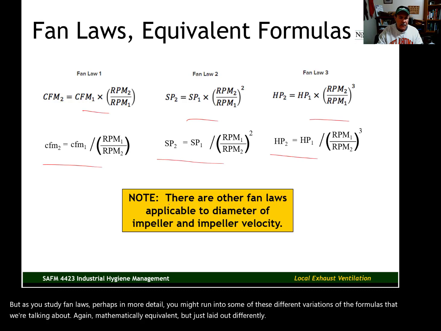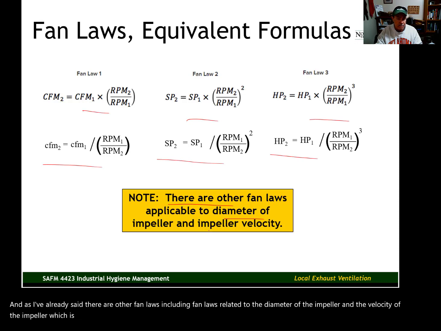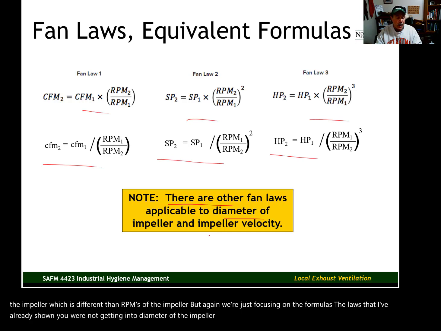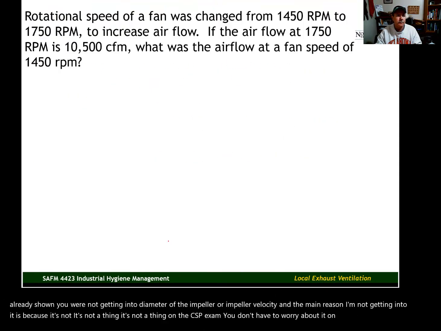And as I've already said, there are other fan laws, including fan laws related to the diameter of the impeller and the velocity of the impeller, which is different than RPMs of the impeller. But again, we're just focusing on the formulas, the laws that I've already shown you. We're not getting into diameter of the impeller or impeller velocity. And the main reason I'm not getting into it is because it's not a thing on the CSP exam. You don't have to worry about it on the CSP exam.